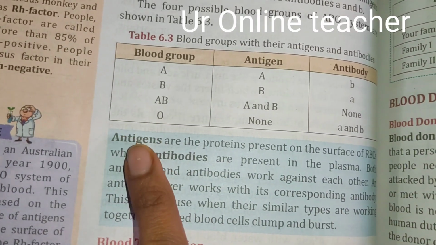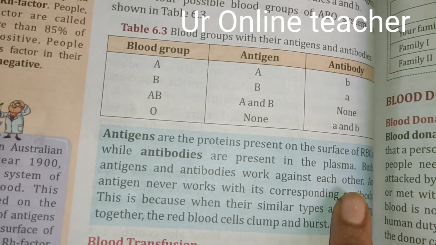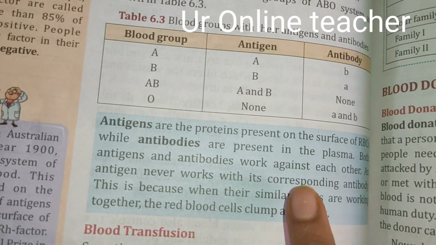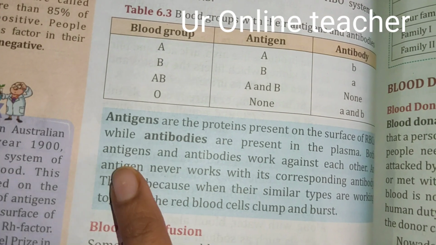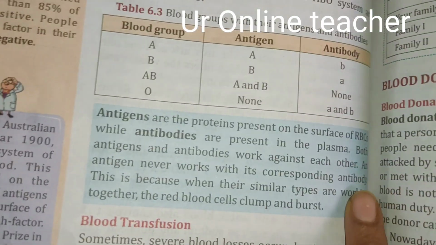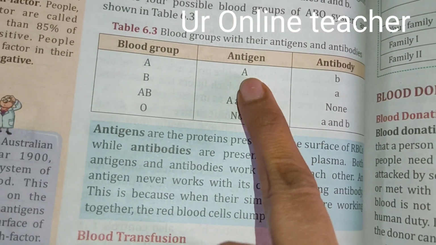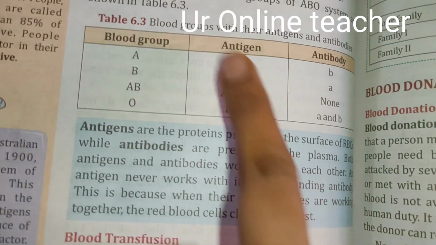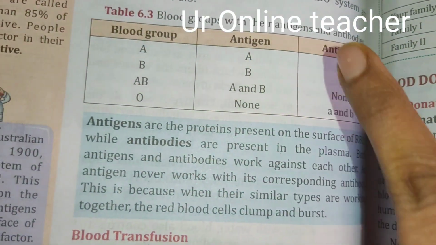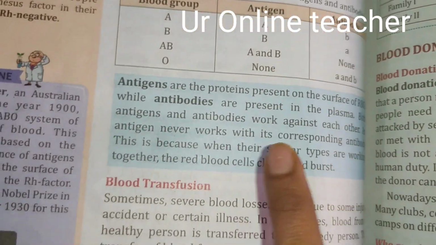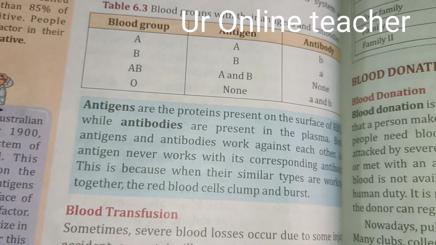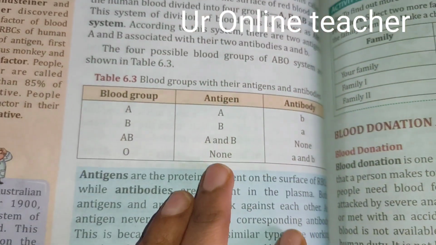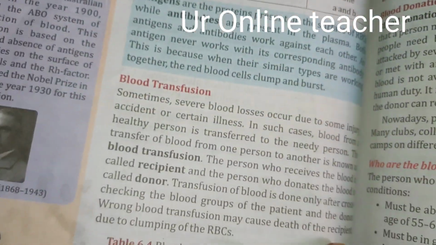So what are antigens? They are the proteins present on the RBC and antibodies are present in the plasma. Blood antigens and antibodies work against each other. An antigen never works with its corresponding antibody. So the opposite are there: A antigen, B antibody. B antigen, A antibody. It will not work with the same antigen or antibody. It will work with different types. Because when similar types occur, what happens? The RBCs will clump and burst. That's why different antibodies will be there.